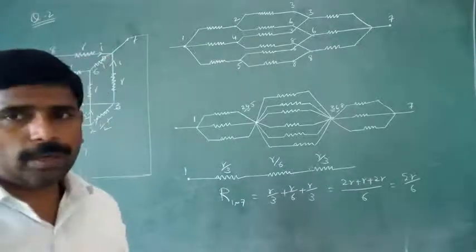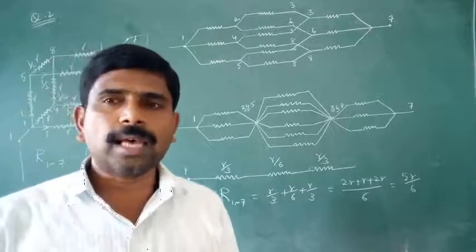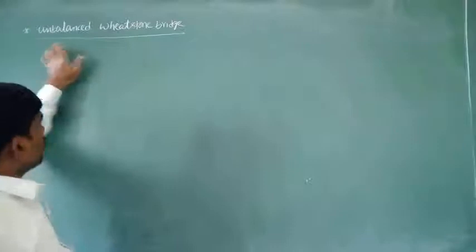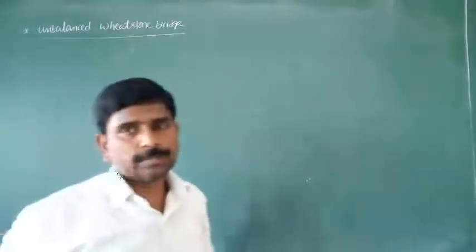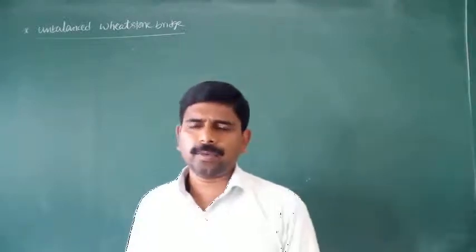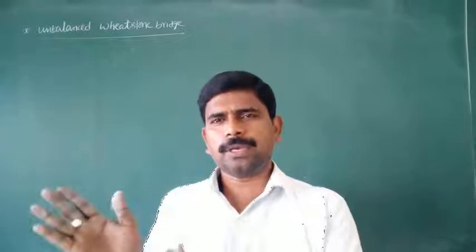Okay, right. Next one is the unbalanced Wheatstone bridge, and how to solve the problem. In case of the balanced Wheatstone bridge, that is easy. The middle resistor is the fake connection, so we remove that one.